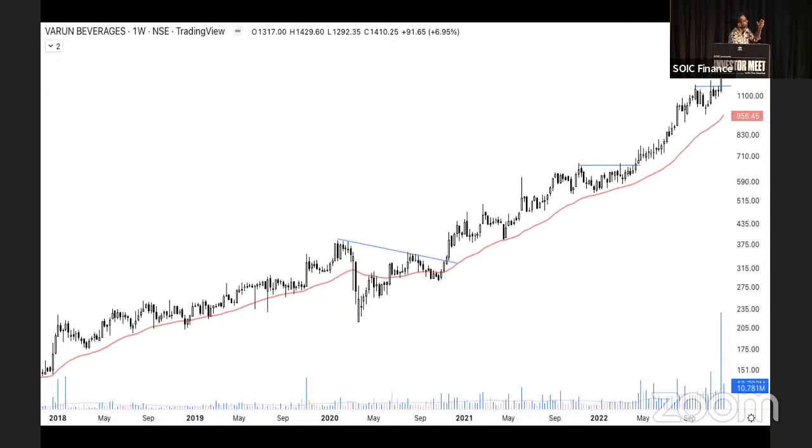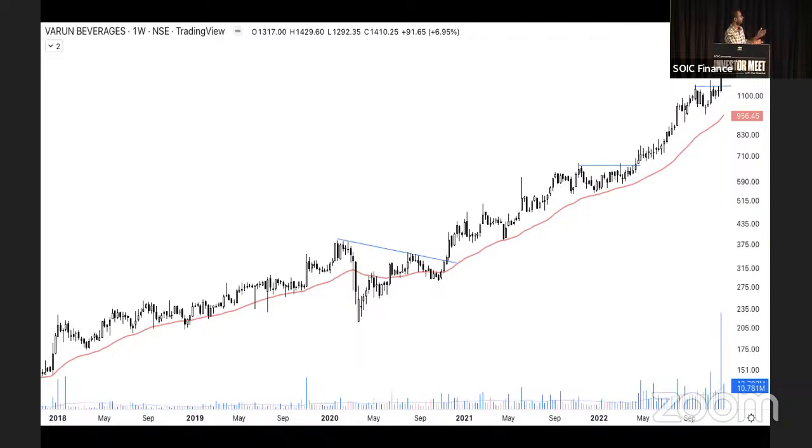I'm not going deep into pattern. This is a cup and handle pattern. I'm not going deep into it. So now you see here, this was your first entry. If you missed it, you just draw a horizontal line from here. You can buy somewhere here. And then you see, this is the 40 period moving average. What is a moving average? It is the average of the past 40 weeks' closing price.